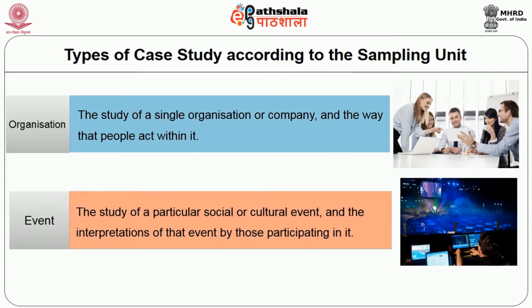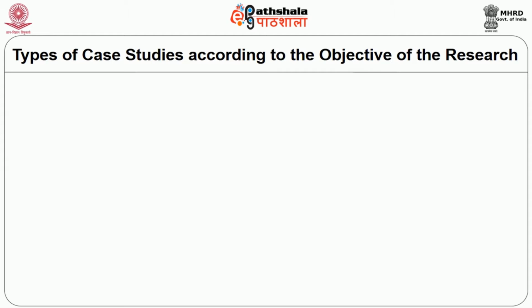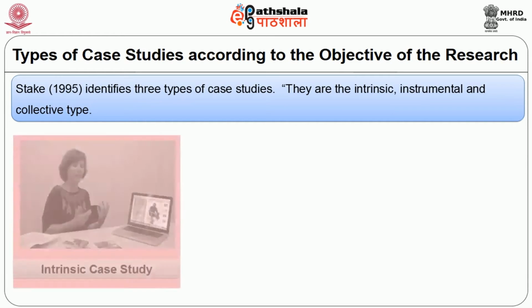The sampling unit can be an event, the study of a particular social or cultural event and the interpretations of that event by those participating in it. Coming to the types of case studies according to the objective of the research, Stake 1995 identifies three types of case studies. They are the intrinsic, the instrumental, and the collective type.